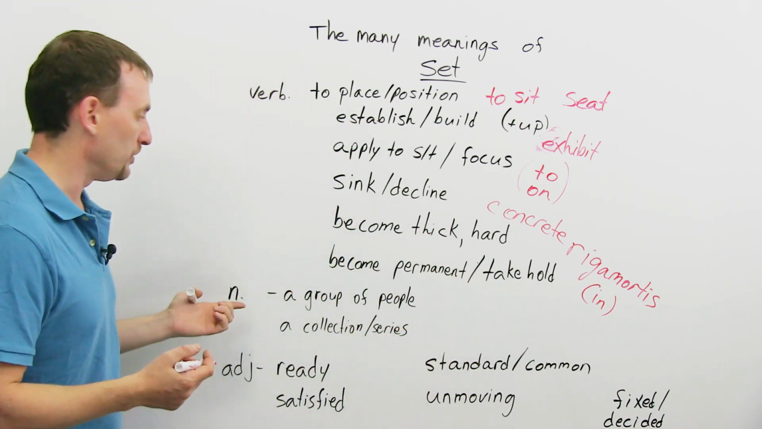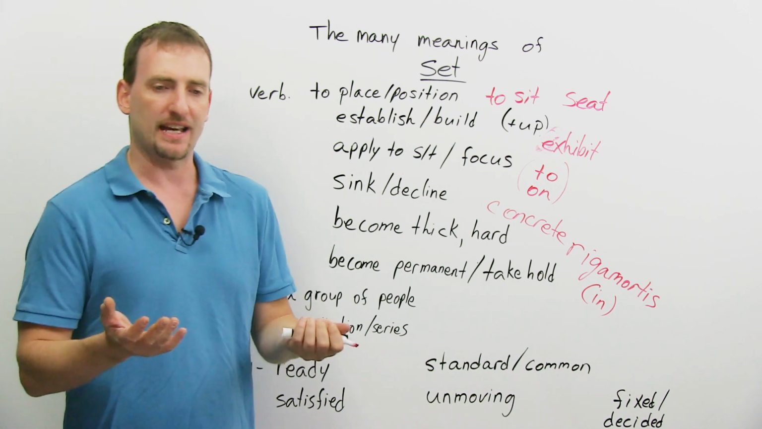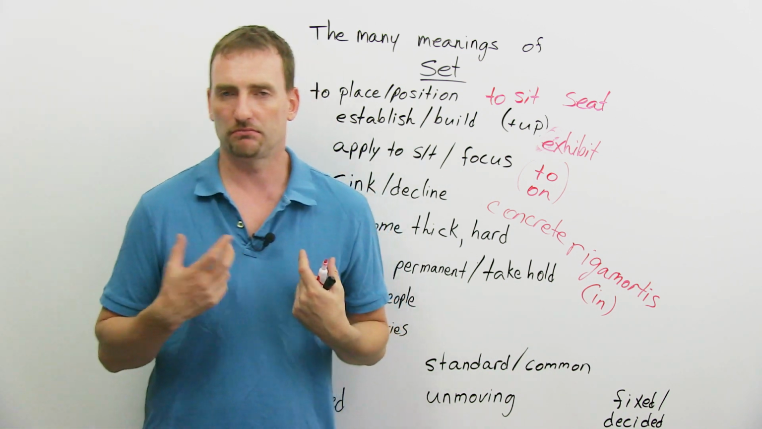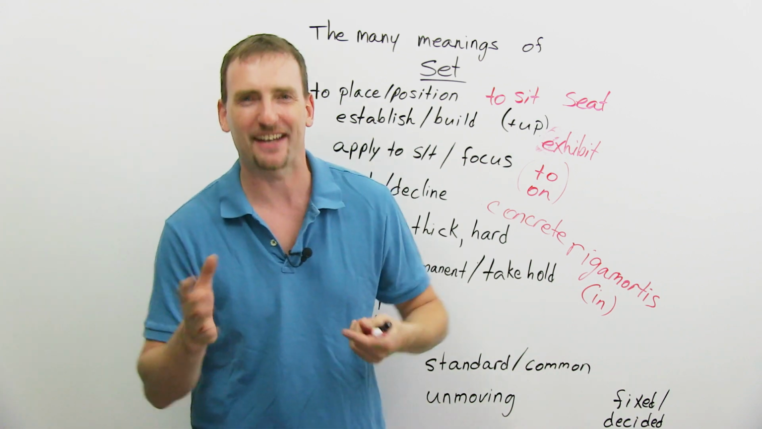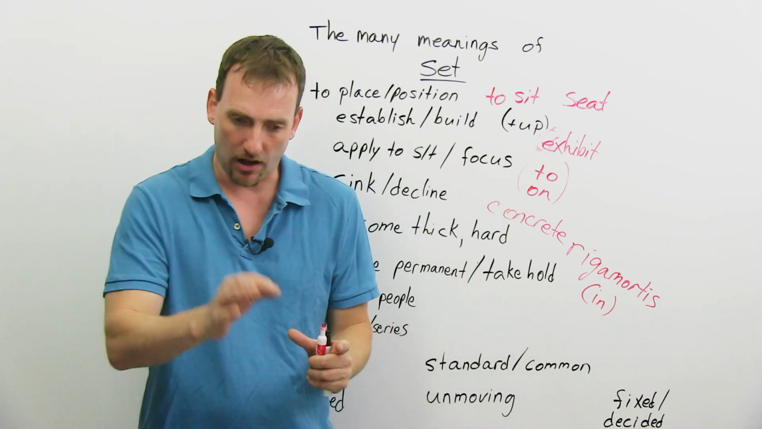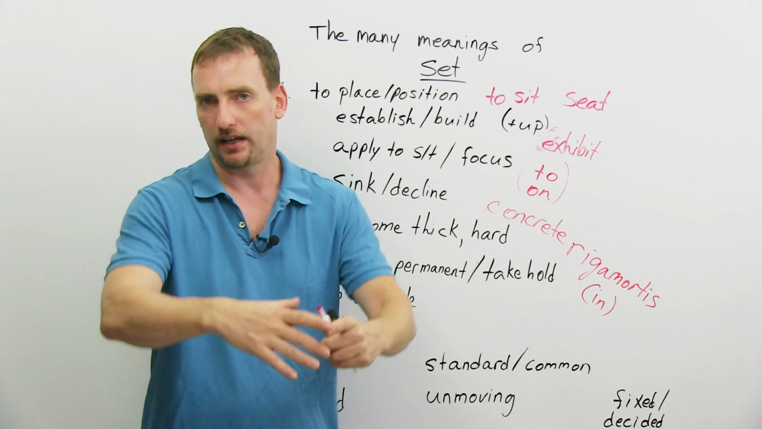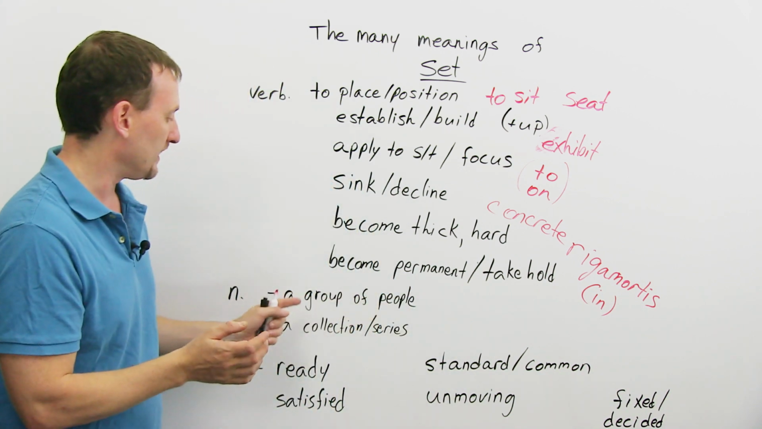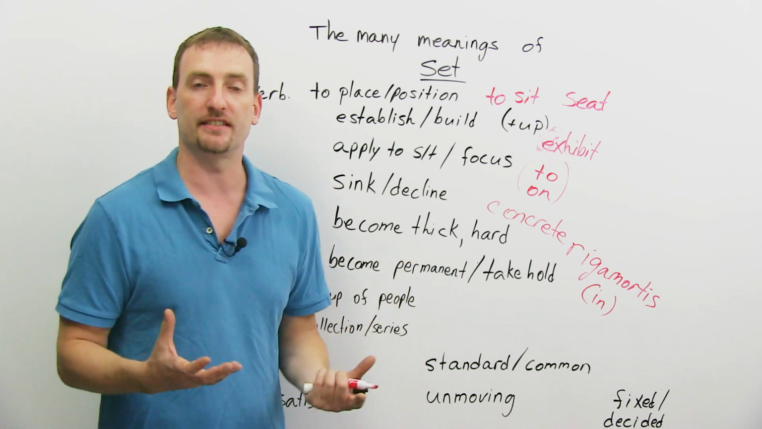Now, we can also use set as a noun. So for example, I like to play golf. Actually, I'm not very good at it, but I like to play. And I have a golf set. This is my bag with all the clubs in it, and it's a complete set. So it's a collection or series of things.